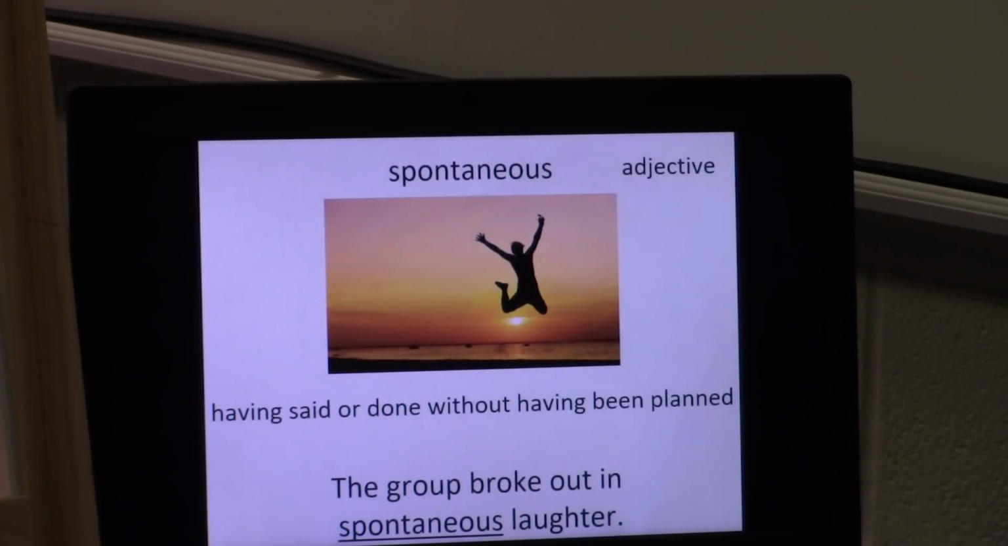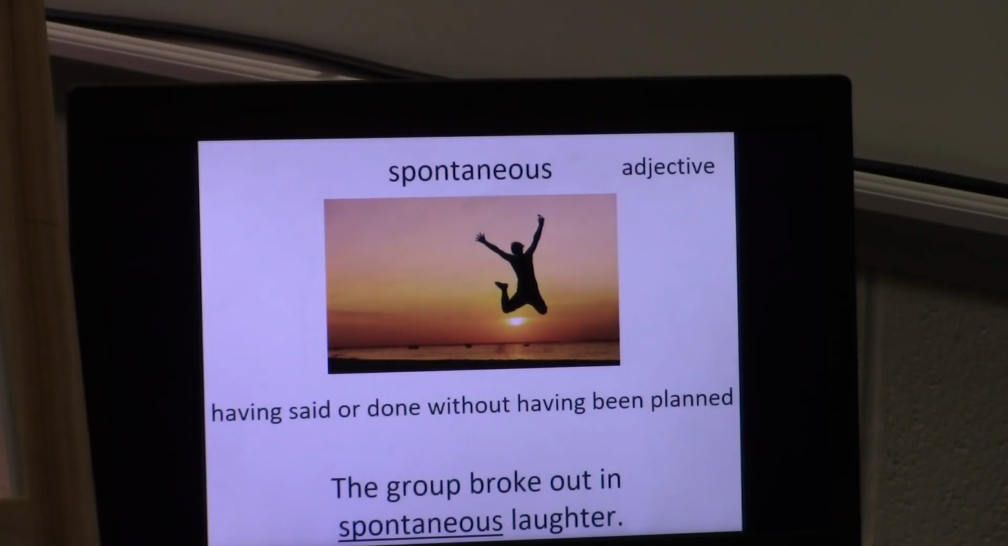And the last word is spontaneous. What's the word? Spontaneous. Spontaneous is an adjective. Spontaneous means said or done without having been planned. Here is an example of how to use the word. The group broke out in spontaneous laughter.